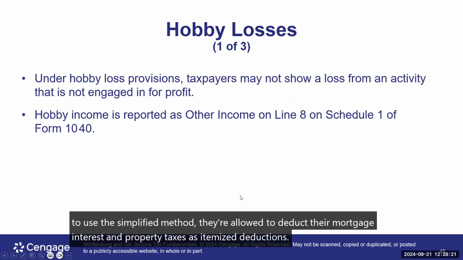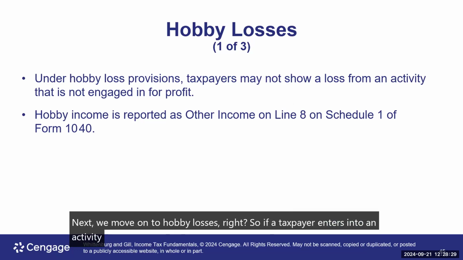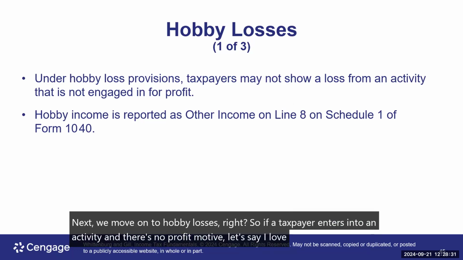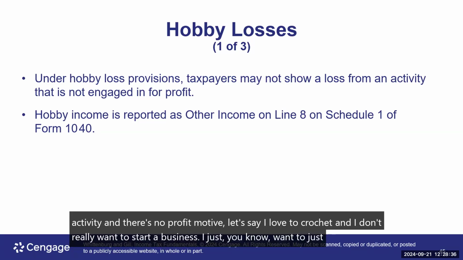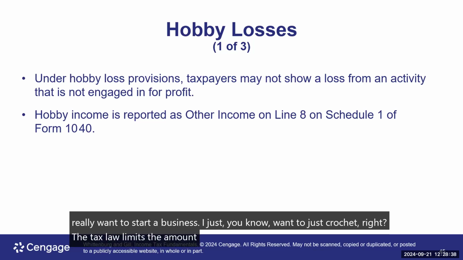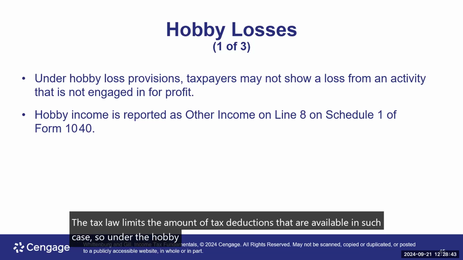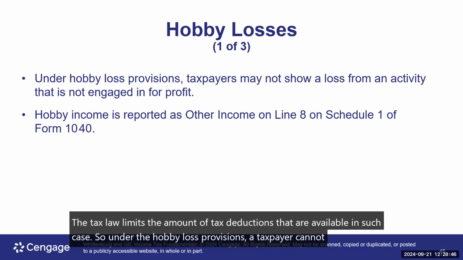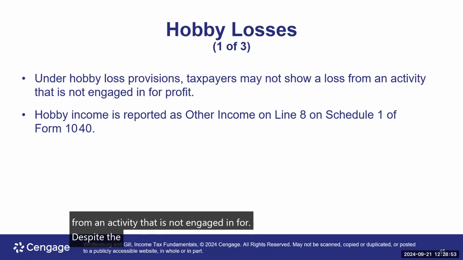Next, we move on to hobby losses. So if a taxpayer enters into an activity and there's no profit motive, let's say I love to crochet and I don't really want to start a business, I just want to crochet, the tax law limits the amount of tax deductions that are available in such case. So under the hobby loss provisions, a taxpayer cannot show a loss from an activity that is not engaged in for profit. Despite the limitation, any profits from the hobbies must be included in taxable income.